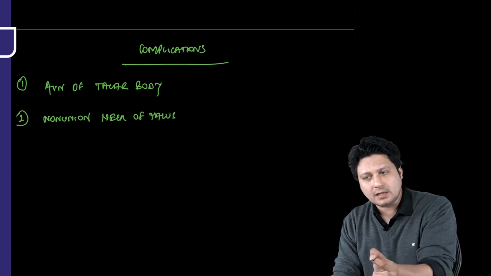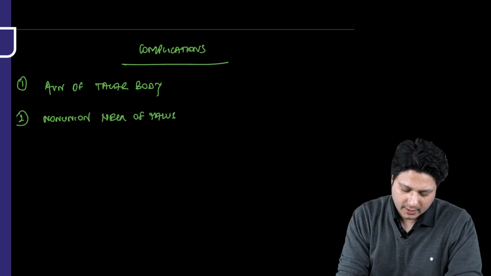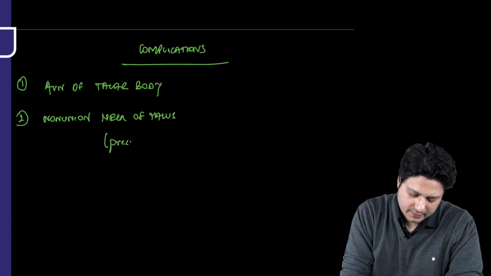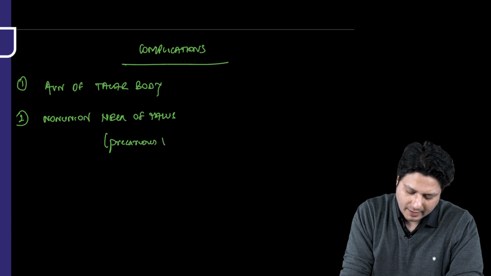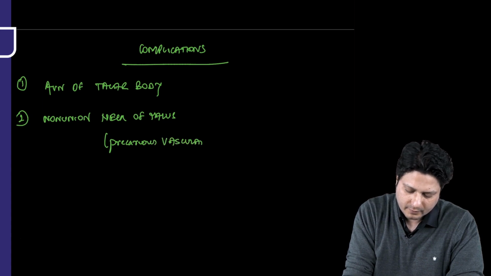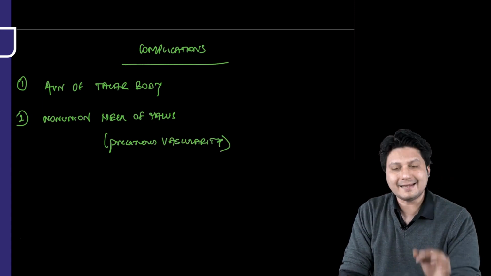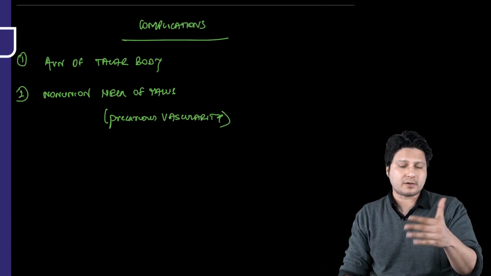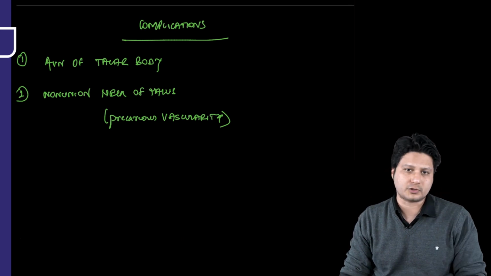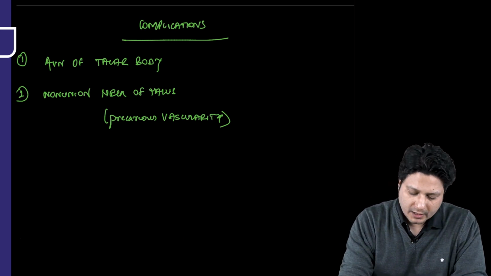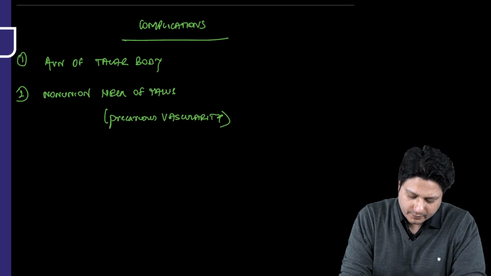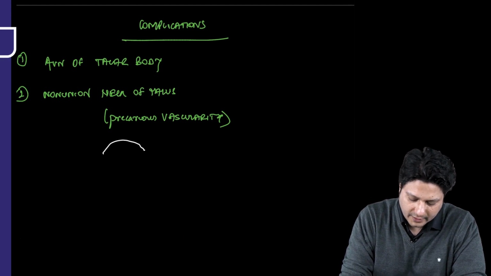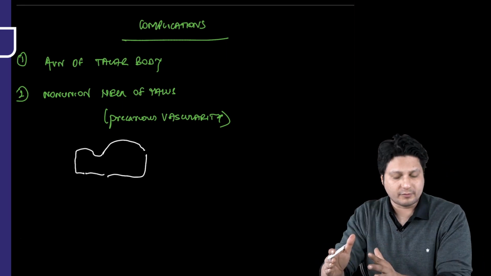Now, what is the reason? What is the important reason for this non-union? It is because of, again, precarious vascularity. It is because of the insufficient or ineffective vascularity. Now, how this ineffective or insufficient vascularity is responsible for causing non-union, just try to understand. Imagine this to be a talar bone. Alright, this is the dome, that means body of the talus, this is neck of the talus, and this is the head of the talus.